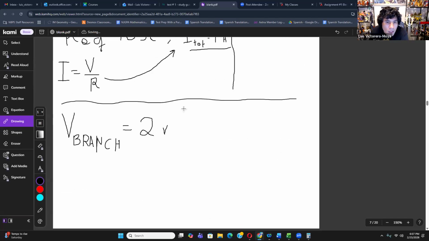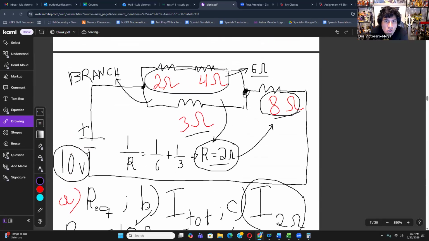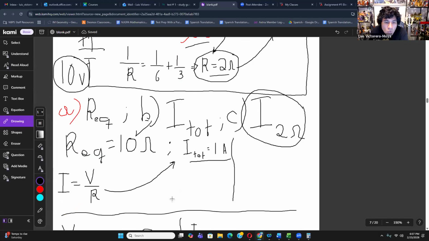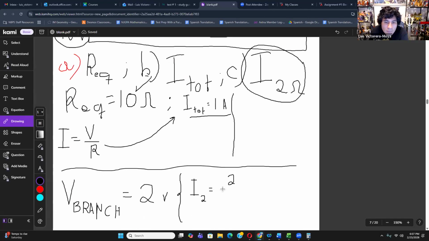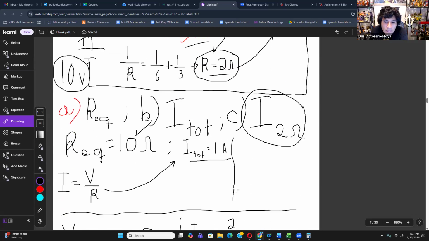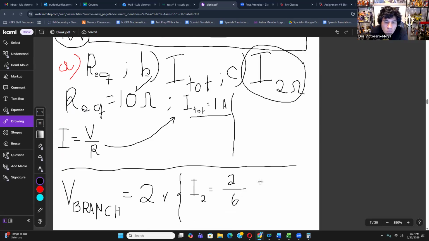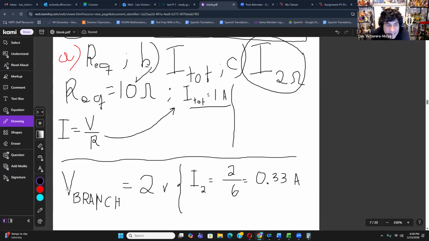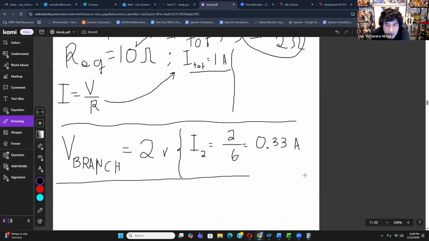Now, the current at 2 is the voltage through these two, which is 2 volts because it's in parallel, divided by the total resistance between these two, which is 6, which is 1 over 3, which is 0.33 amperes. All right? That's how you do problems like this.